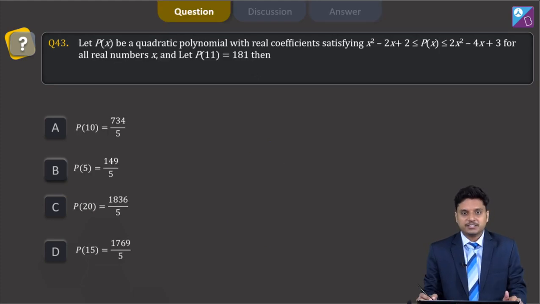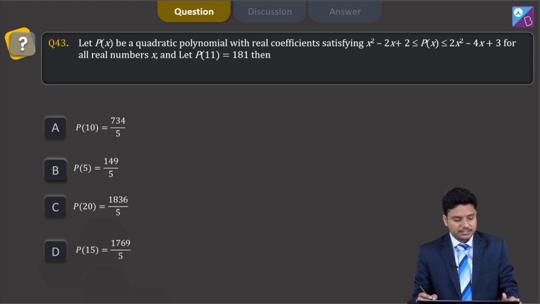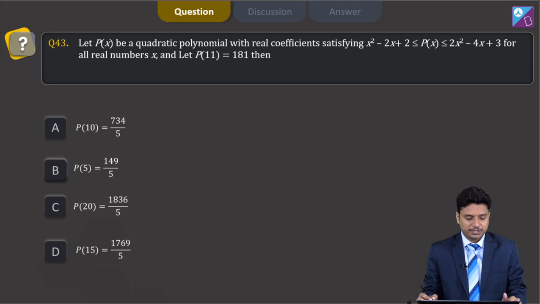The next section consists of 6 questions which are one or more than one type correct, and it will start with question number 43. The first question from this section is: let p(x) be a quadratic polynomial with real coefficients satisfying x square minus 2x plus 2 is less than or equal to p(x) and less than or equal to 2x square minus 4x plus 3 for all real numbers x.